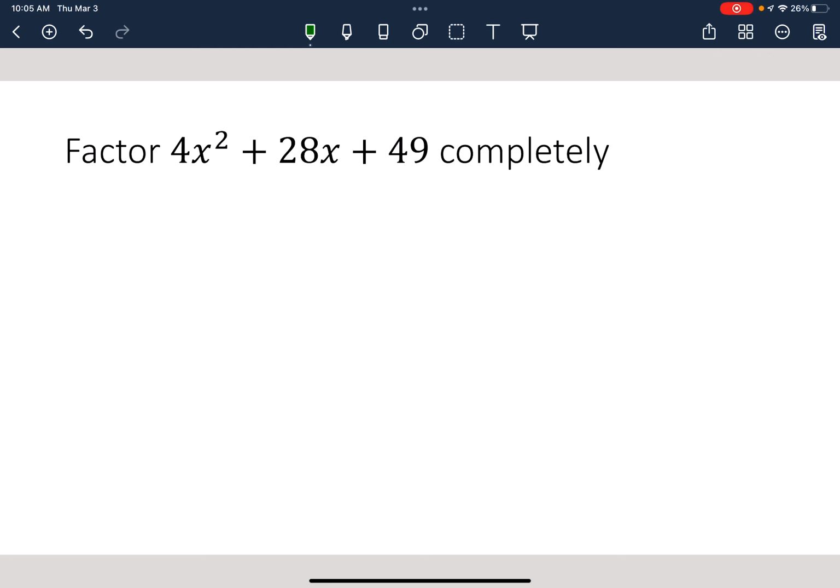So here it asks us to factor 4x squared plus 28x plus 49 completely. The thing to recognize here is that this follows that pattern, a squared plus 2ab plus b squared. How did I know to check for that pattern? The reason is because notice that these two are perfect squares. So that's how I knew to check for that pattern.